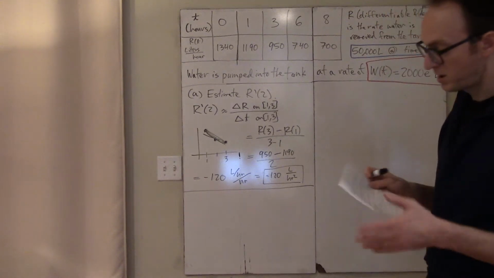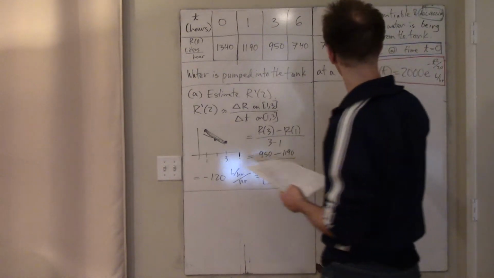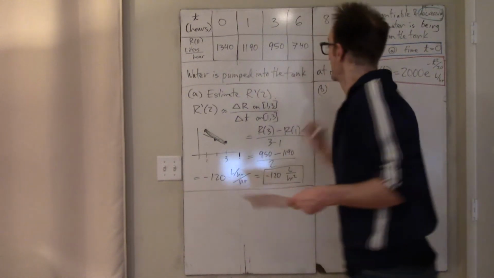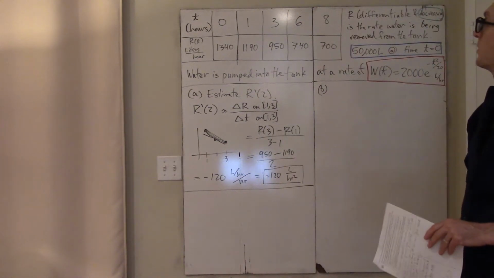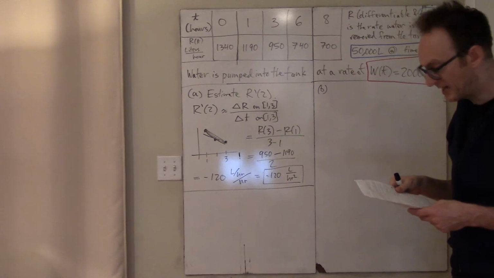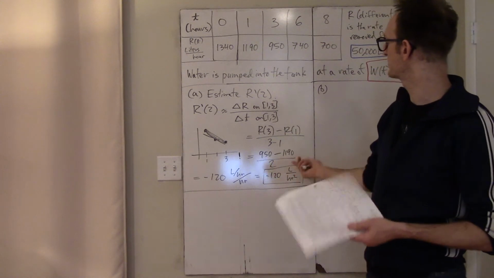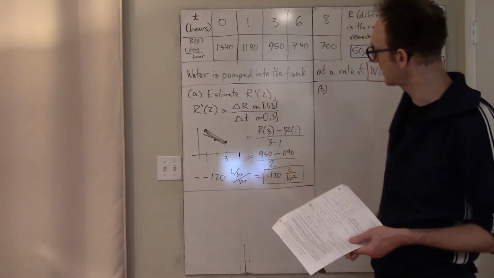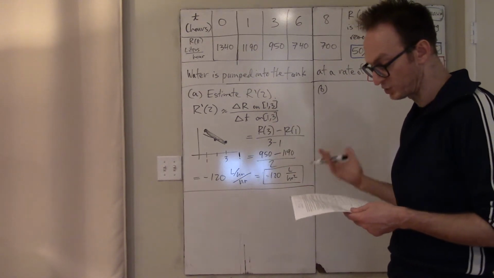Okay, moving on to part B. What's going on in part B? Here we go. What do they want? And I just used my calculator for these numbers, but I almost didn't need to because they were not so big, but you certainly could and should maybe.